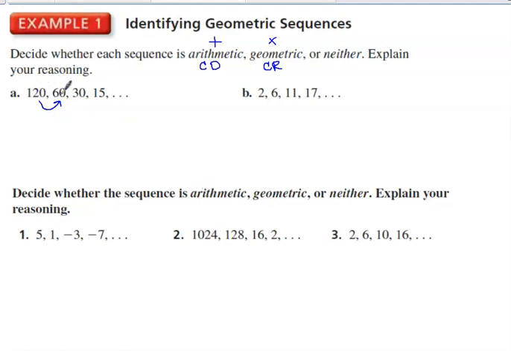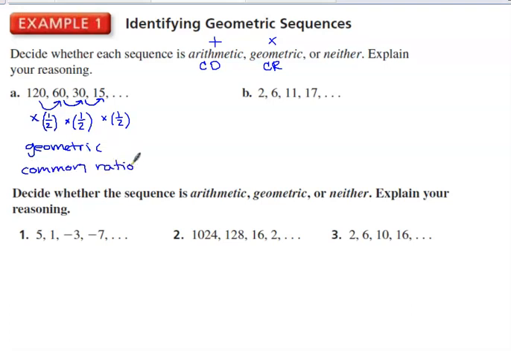To get from 120 to 60, I need to multiply, and I would multiply by 1/2. If I look at 60 and I multiply by 1/2, I will get 30 because half of 60 is 30. From 30 to 15, I would multiply by 1/2, and 1/2 of 30 is 15. So this is geometric because it has a common ratio, and that common ratio is 1/2. The number that we are multiplying by is 1/2.